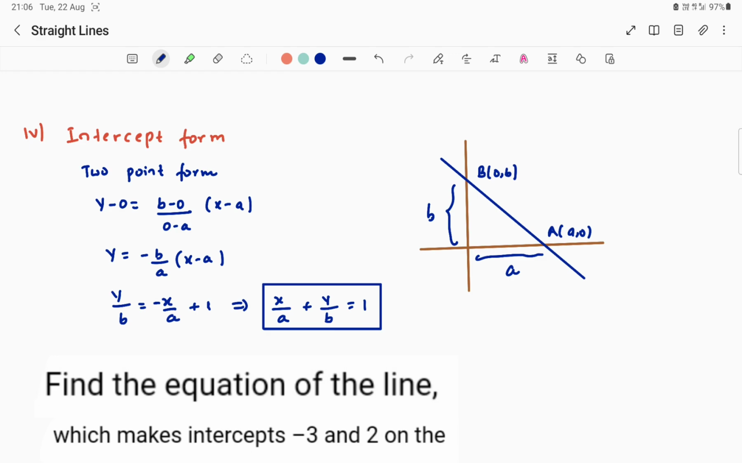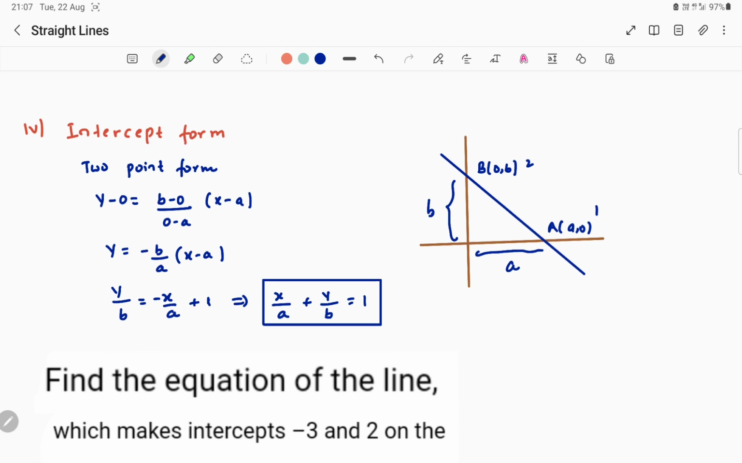So using the two-point form, what can we write? y minus y1 is equal to (y2 minus y1) by (x2 minus x1) into (x minus x1), isn't it? I hope you can realize. Okay, if you want, I can just show. Let's call this the first point and this the second point. So what will you write? y minus 0 is equal to (b minus 0) by (0 minus a) into (x minus x1). So this is what exactly is written over here.